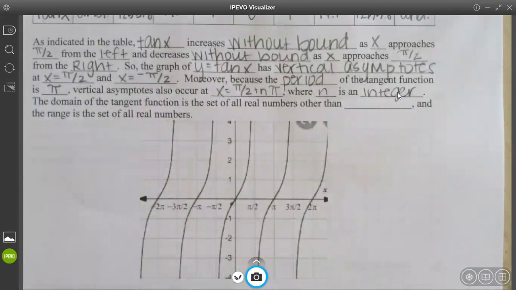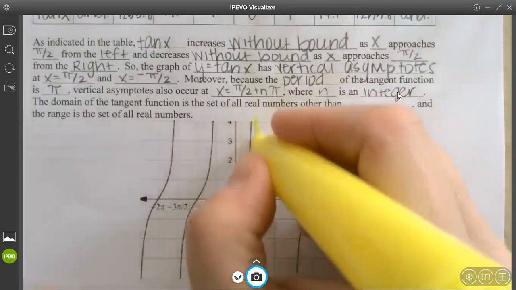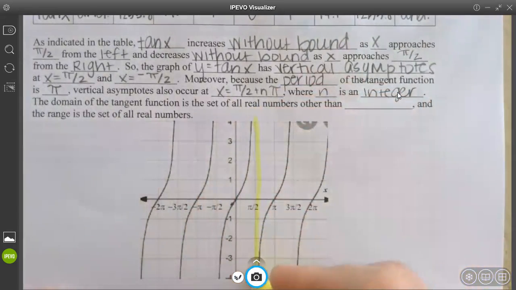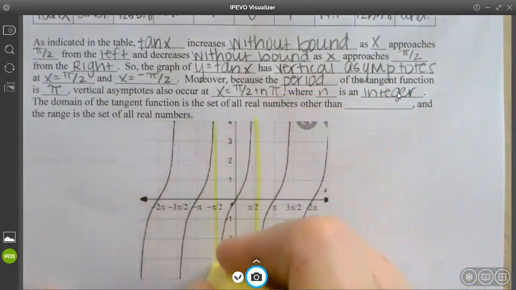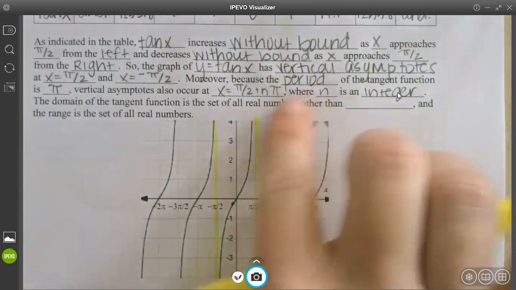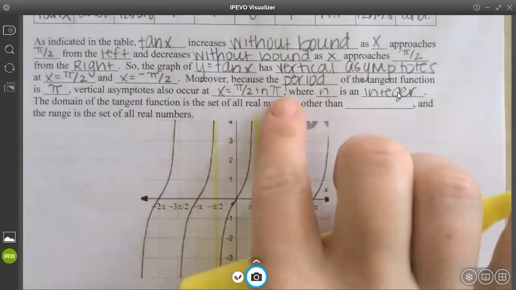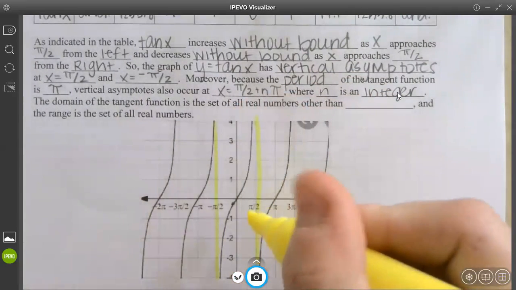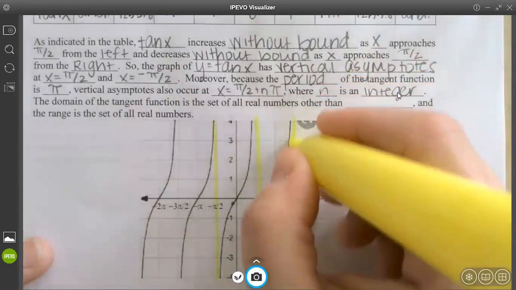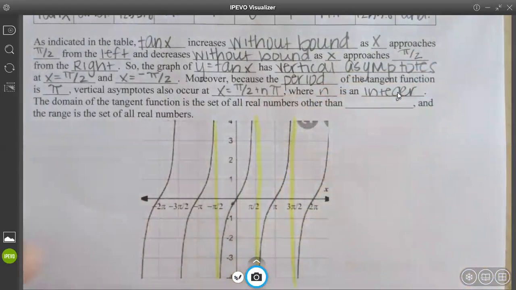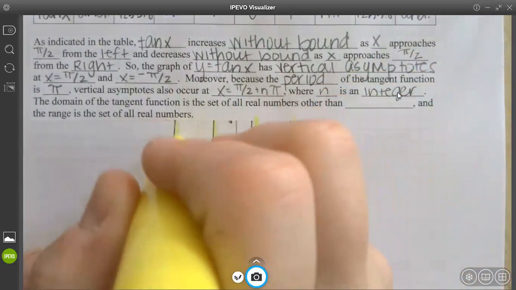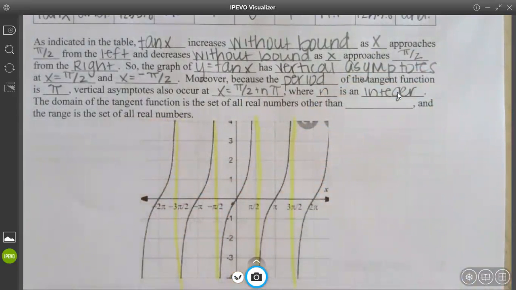All right, so if we're looking at this, pi over 2 and negative pi over 2 are vertical asymptotes. What this little part here is saying, if we add 1 pi to it, 1/2 plus 1 is 3/2 pi. So that's all it's saying. Every additional pi is going to cause another vertical asymptote.